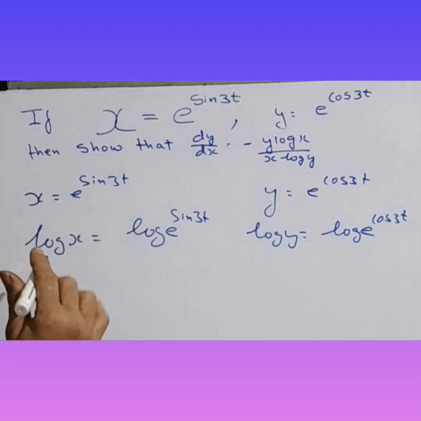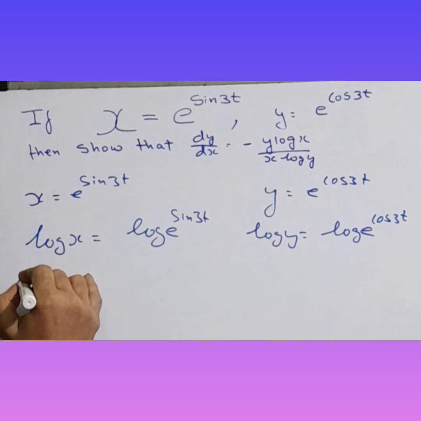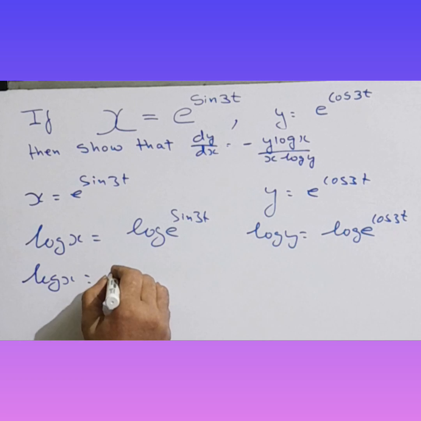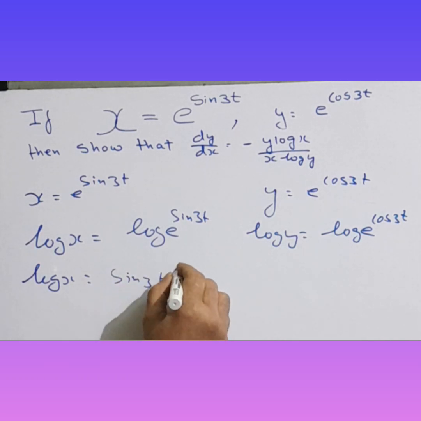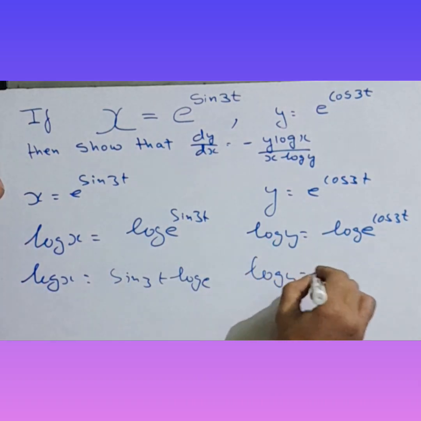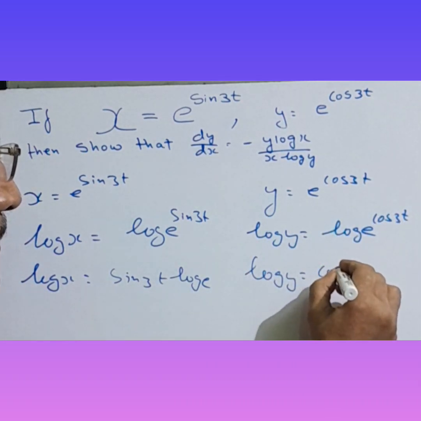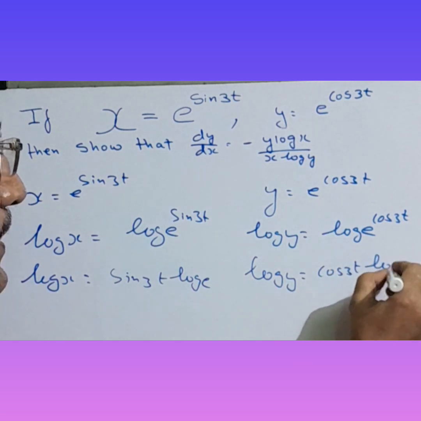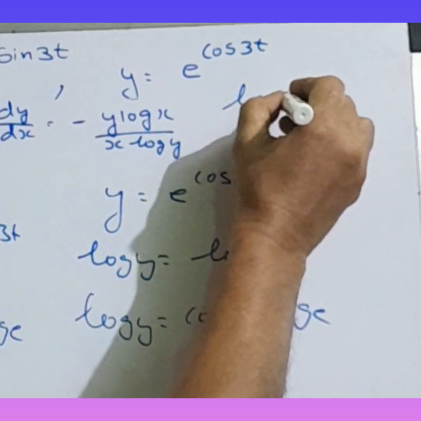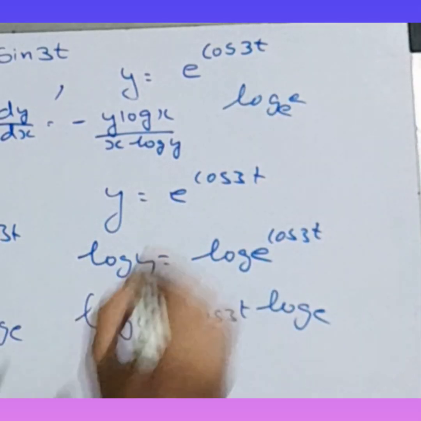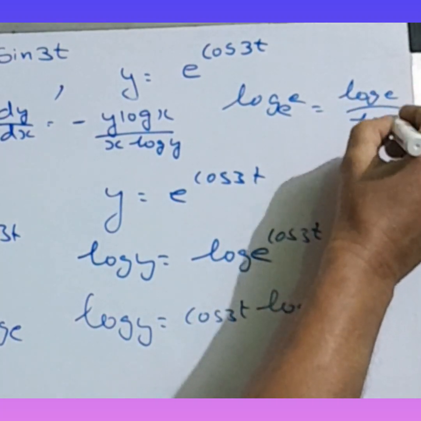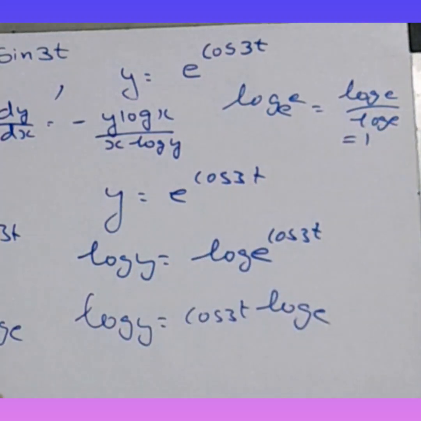Alright, and then let's write this step also. Log x, the power comes over here, so it becomes sine 3t log e. And this also becomes log y equals cos 3t log e. Now you have got to keep in mind, as per the log division rule, log e means log e to the base e. So that means it is log e divided by log e. That means it's 1.